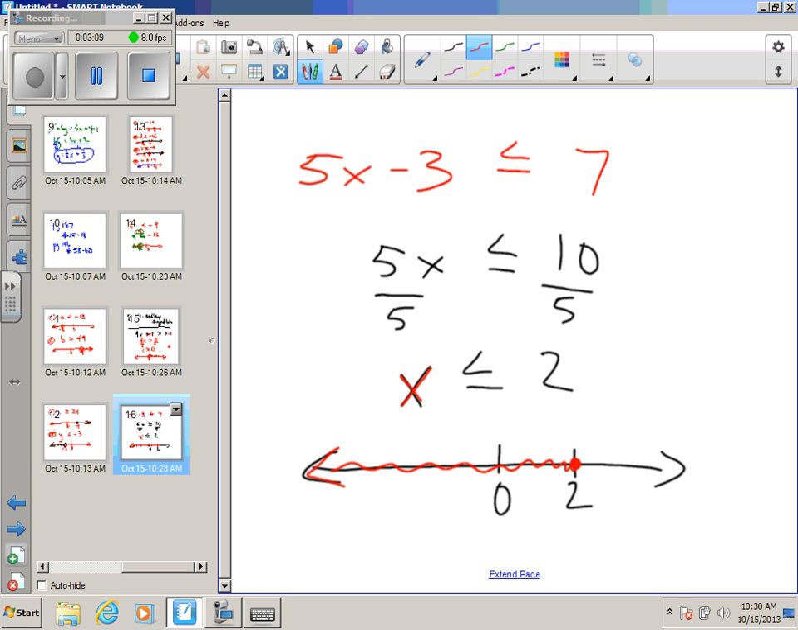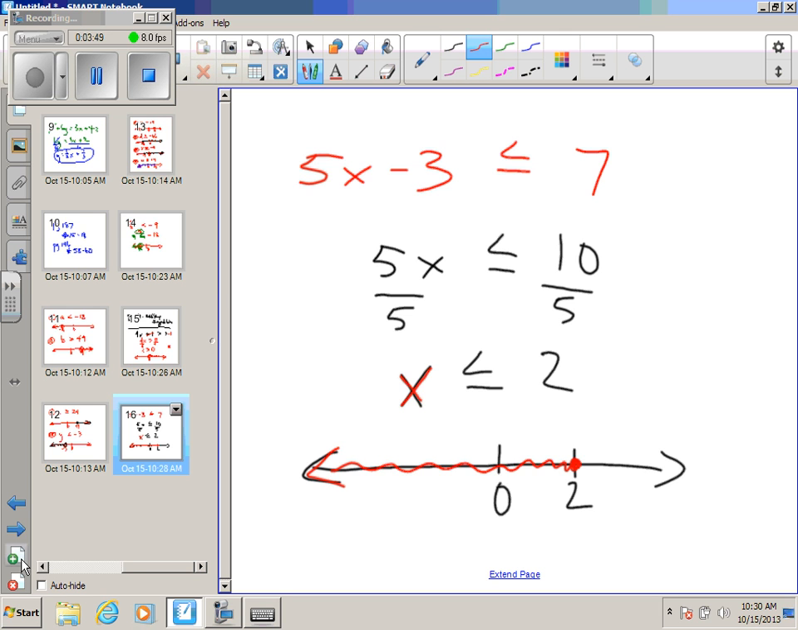Let's check it. Let's use the 0 since we shaded the 0. 5 times 0 is 0. 0 minus 3, negative 3. Is negative 3 less than or equal to 7? Can we use the 2? 10 minus 3 is 7. Is 7 less than or equal to 7? It's equal. So yes, the point tells us we can use it.